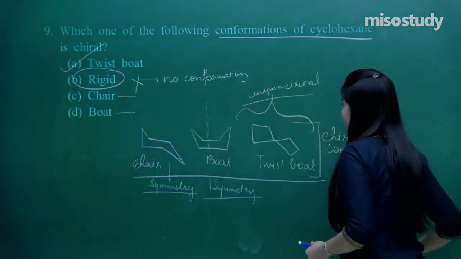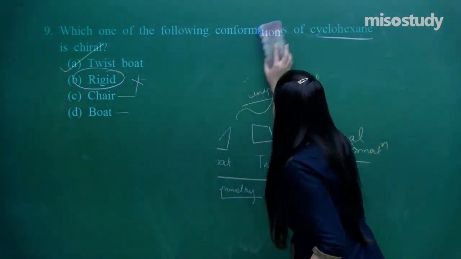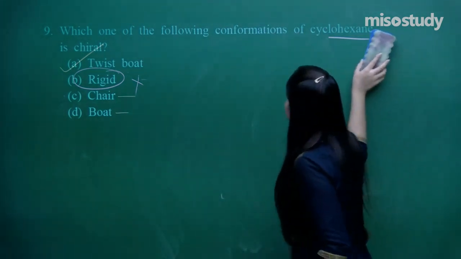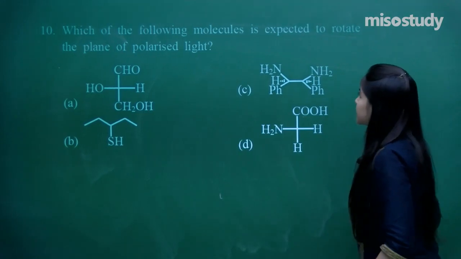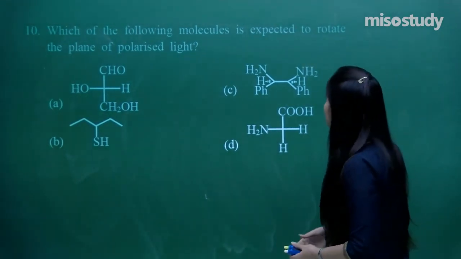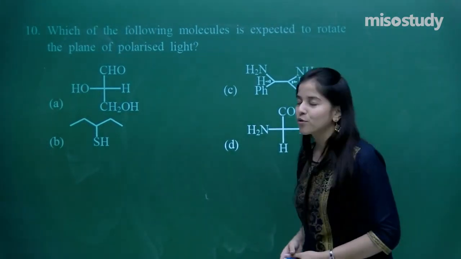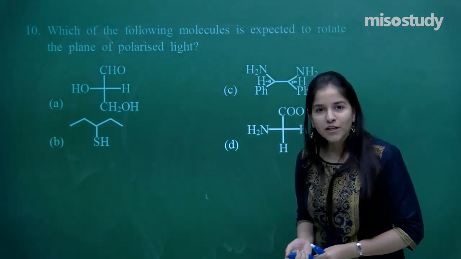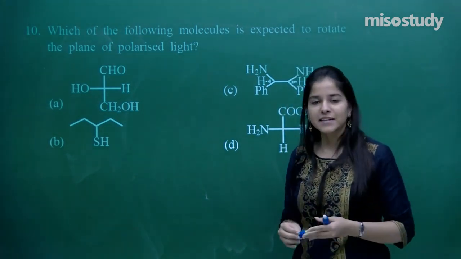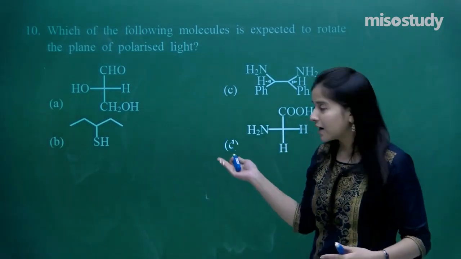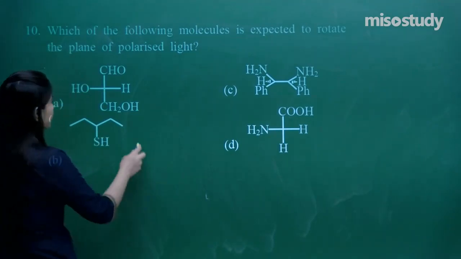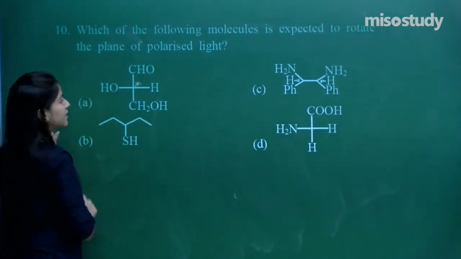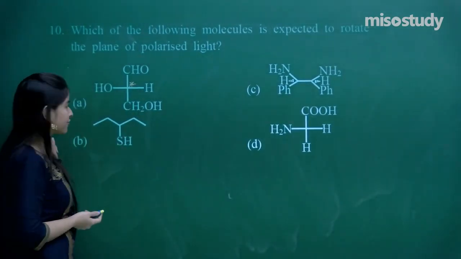So let's have a look at the last question. What is the last question of this questionnaire round? So it says, yes, which one of the following molecules is expected to rotate the plane polarized light? So the molecule which is having a chiral carbon. Let us just figure out what chiral carbons are here in the molecules. So I have got the first molecule, and there is the chiral carbon because all the 4 attachments are different.